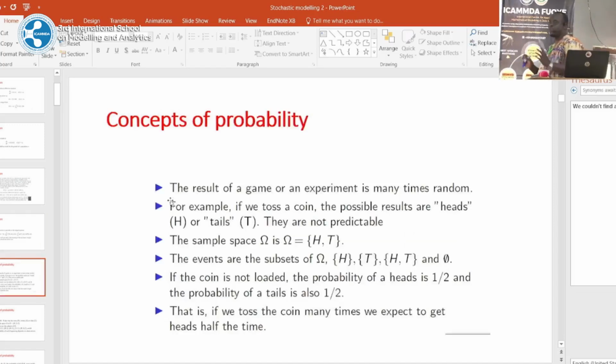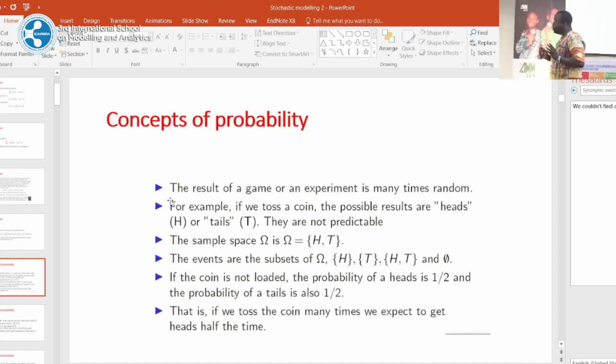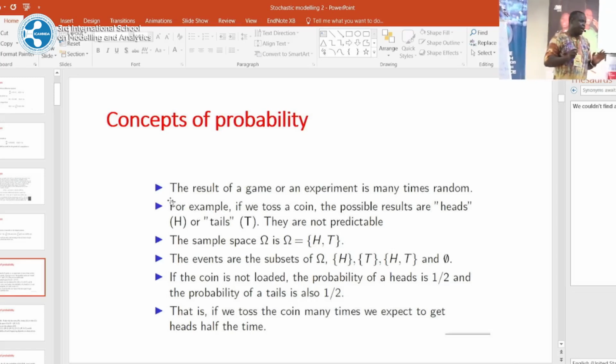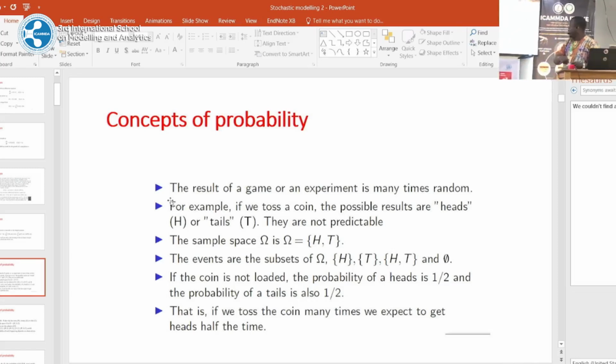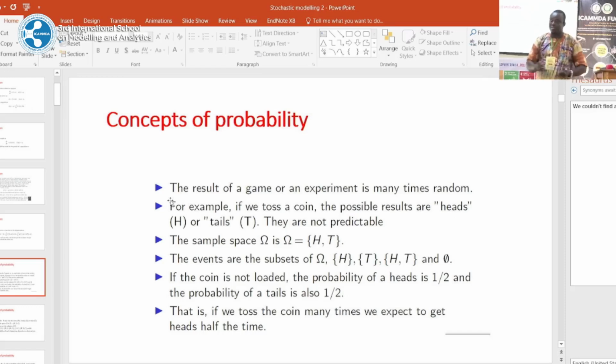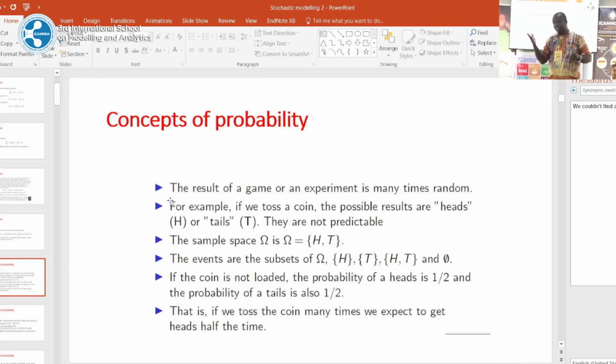Now, the concept of probability, because stochastic processes and stochastic differential equations are based on probability and the theory of probability. The result of a game or an experiment is many times random. You agree with that? If you have a die and you throw it 5 times, are you sure you are going to get the same kind of number? It's unpredictable.